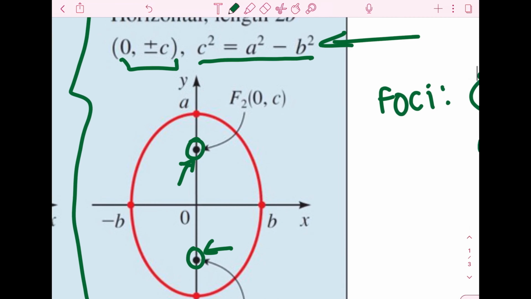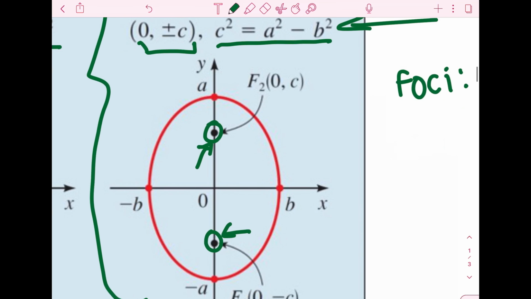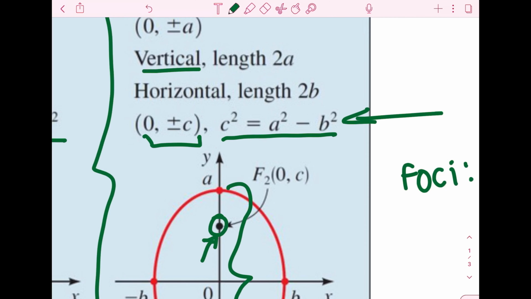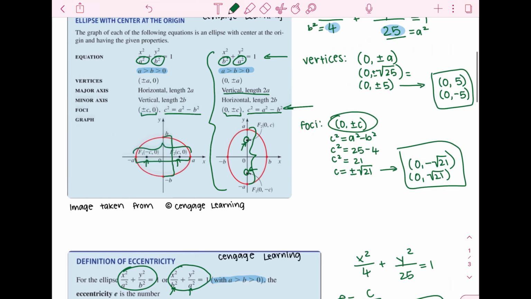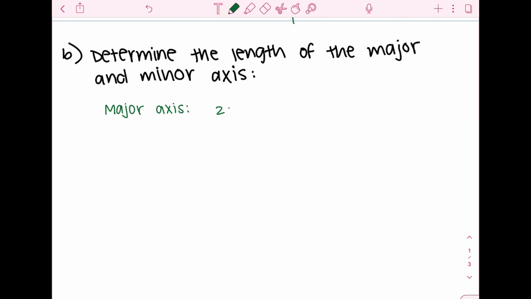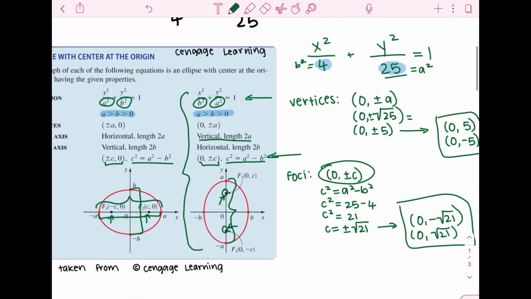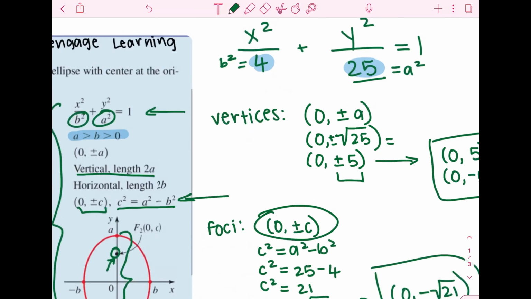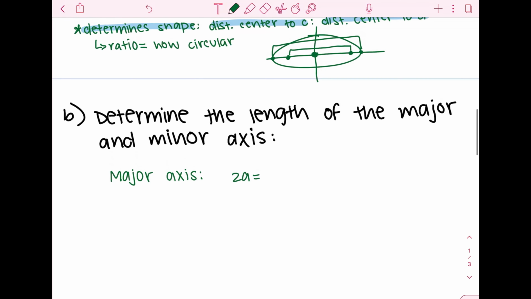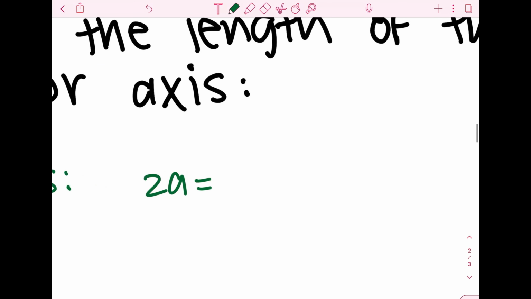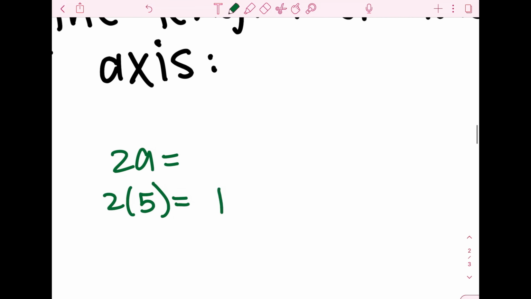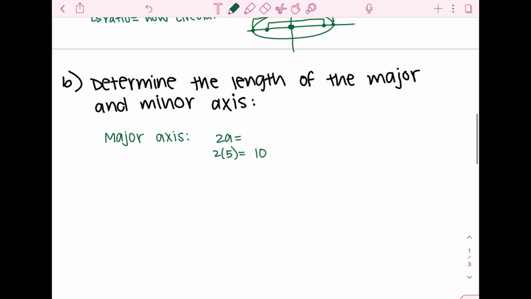But we are looking at this one, so the vertical length would be our major axis because it's clearly longer on this side. So our major axis is going to be 2a. Let's scroll down and write this: 2a is equal to, and if we want to find our a, we can scroll back up here. We know that our a is going to be 5, and again, this cannot be negative because a distance or a length cannot be negative. So 2a is equal to 2 times 5 if we're plugging in our a, and then we get 10. So this is your major axis length.